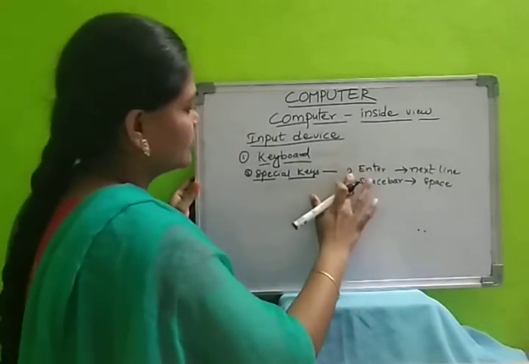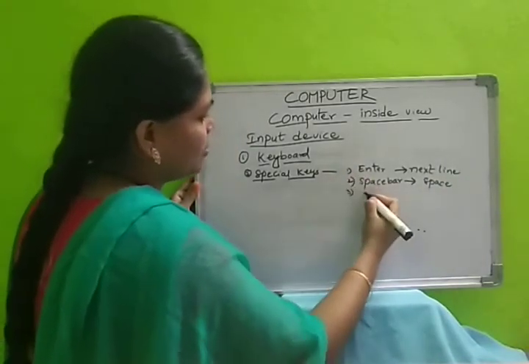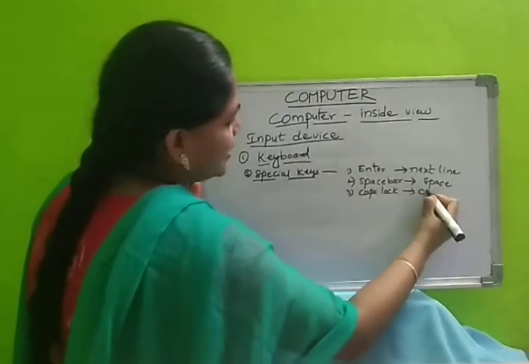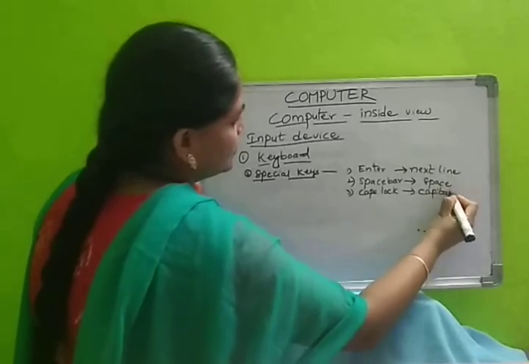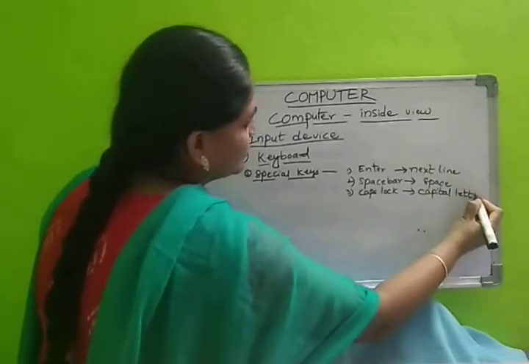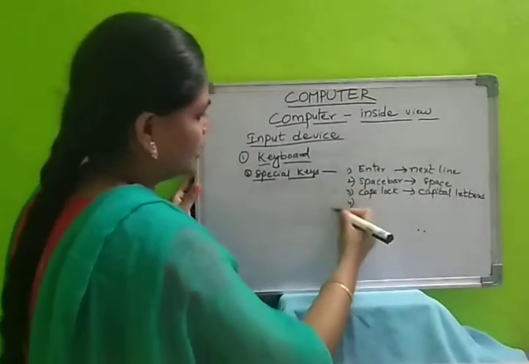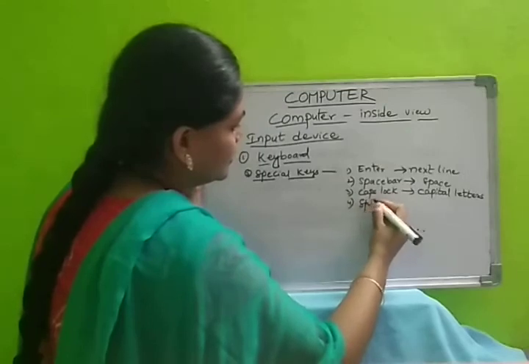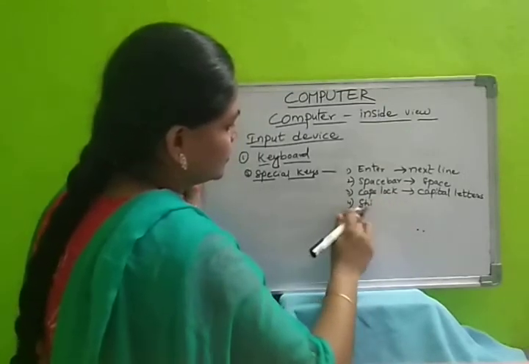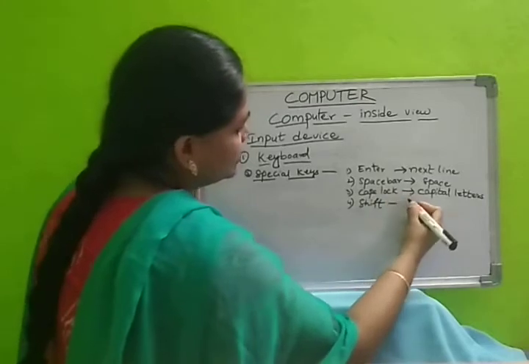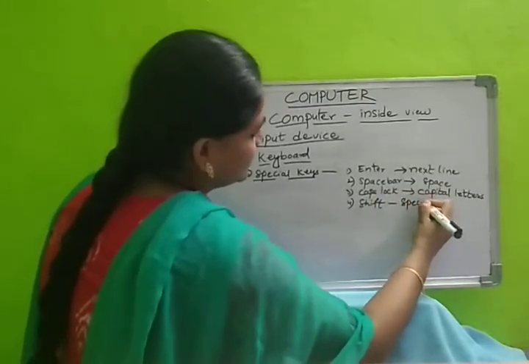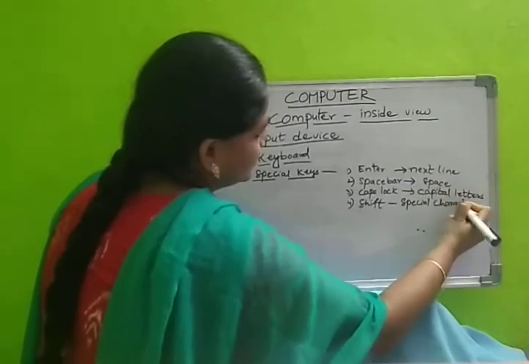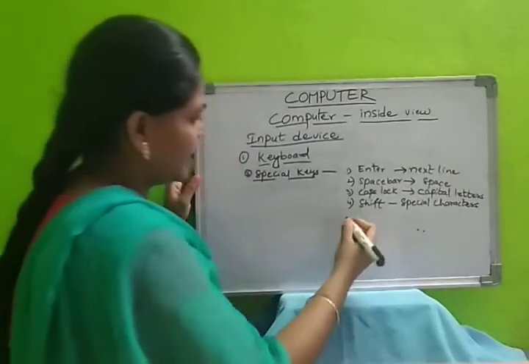Okay, third is caps lock. Caps lock key is to type capital letters, for capital letters. Isn't it? Next, fourth one. Fourth is the shift key. Shift key is to type special characters.